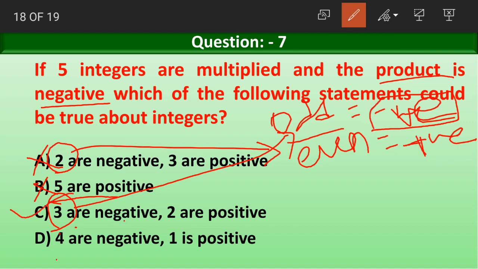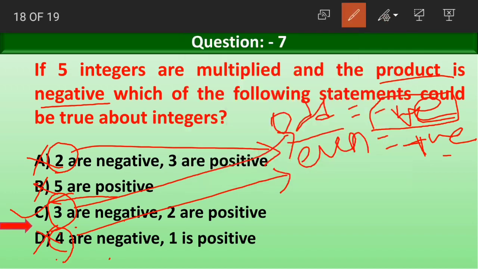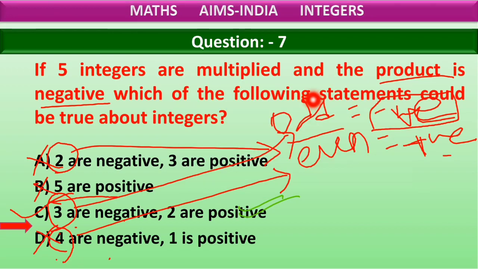The last option is 4 are negative. Again 4 is an even number, so the result will be positive. It is the wrong answer. Understood, children? Option C is the correct answer here. 3 integers are negative and 2 are positive. It could have also been 1 integer is negative and 4 are positive. 1 is also an odd number, right? So even 1 negative and 4 positive would also be a correct answer for the given question.